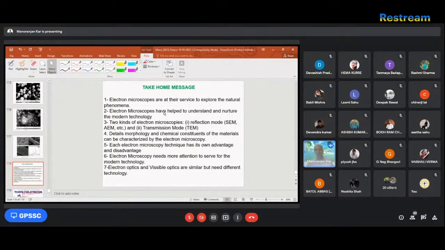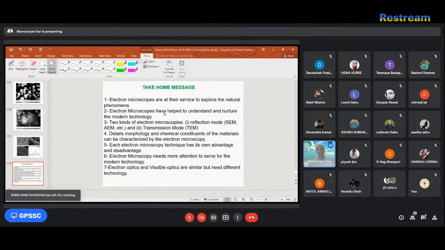So let me read. Electron microscopes are at our service to explore natural phenomena. Electron microscopes have helped to understand and nurture modern technology. There are two kinds of electron microscopy: reflection mode, that is SEM or other electron microscopy, and transmission mode, that is transmission electron microscopy. The details, morphology, and chemical constituents of materials can be characterized by electron microscopy.